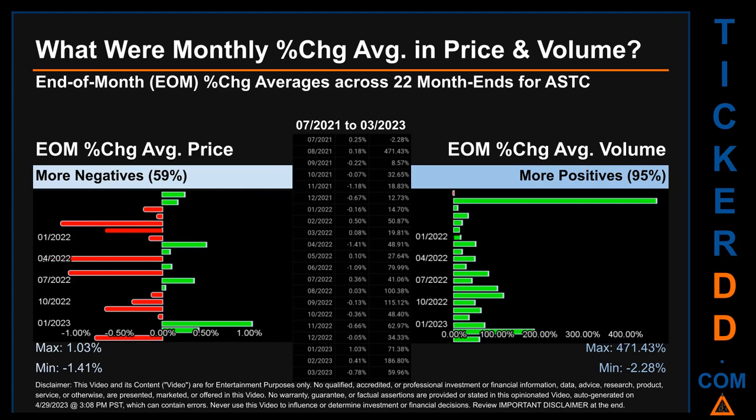Price saw an end of month max of 1.03% in average percentage change, along with a minimum of minus 1.41%. For volume, the maximum and the minimum monthly percentage change were respectively 471.43% and minus 2.28%.